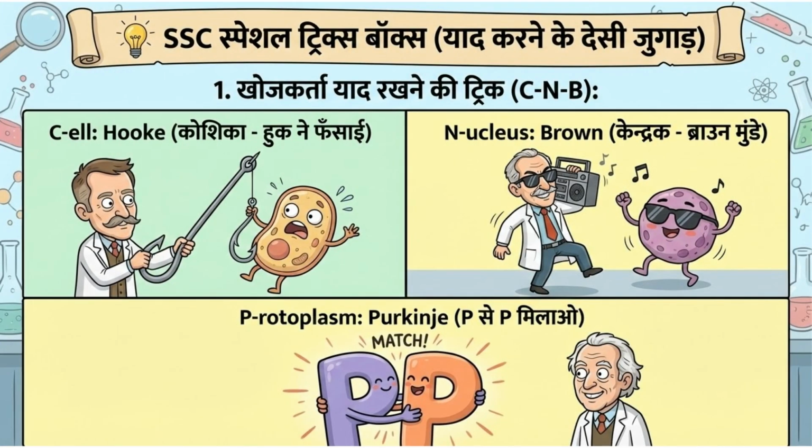Here's an SSC special trick for remembering discoverers, CNP. C is Hooke, N, nucleus, is Brown, P, protoplasm, is Purkinje.